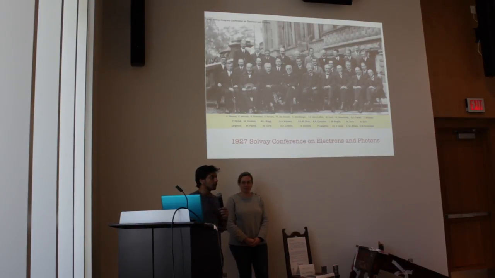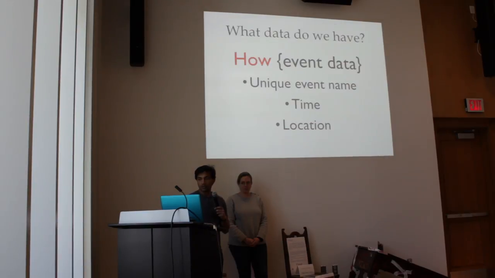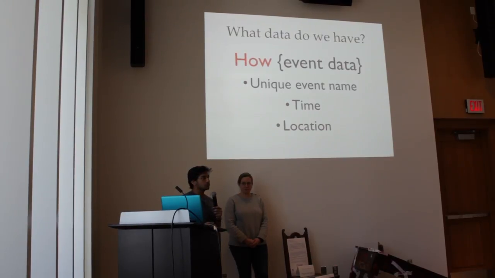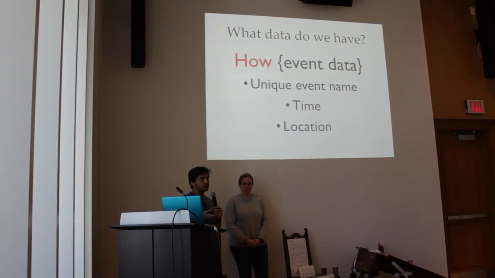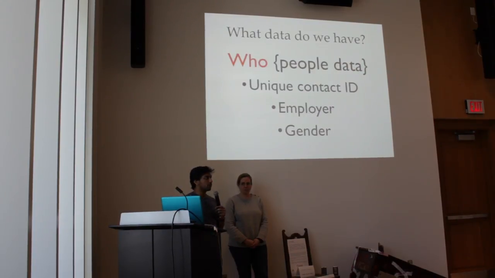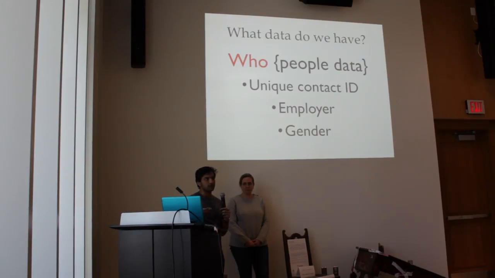Now, to see whether we can do something like that in our project, we've been given some data. We have data about events, which gives you a unique event name for each event, a time when that event took place, a location, and other data about whether it was a teleconference call, whether it took place in a university, or something like that. And data we have about the people includes a unique contact ID for each person, the employer, which organization they're employed by, the gender of that person, and other kinds of fields that identify them.